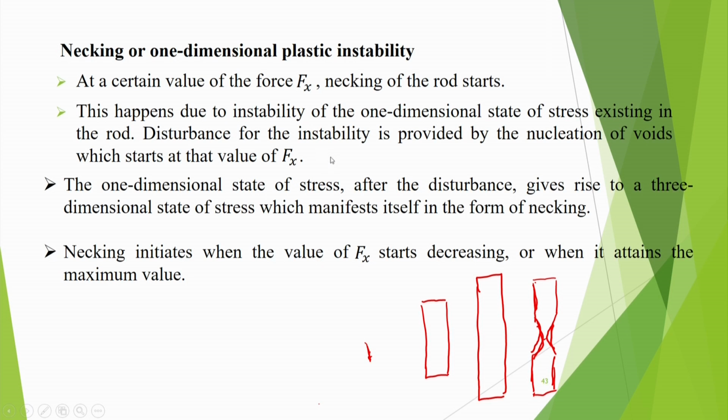So, the one dimensional state of stress after the disturbance gives rise to a three dimensional state of stress which manifests itself in the form of necking. Necking initiates when the value of Fx starts decreasing. That means you observe in the UTM machine also that the load automatically starts decreasing, because we are doing displacement control. That means only the jaw is moving, load comes as a result of that. First the load is increasing, but then the load starts decreasing when it attains the maximum value.